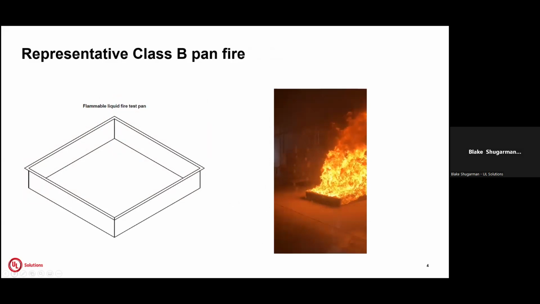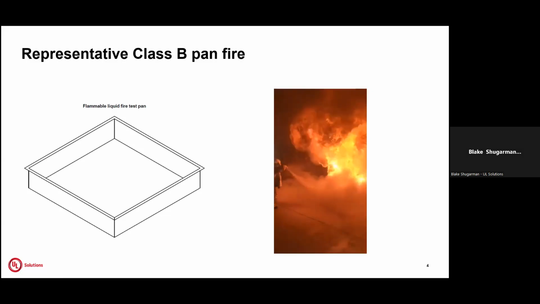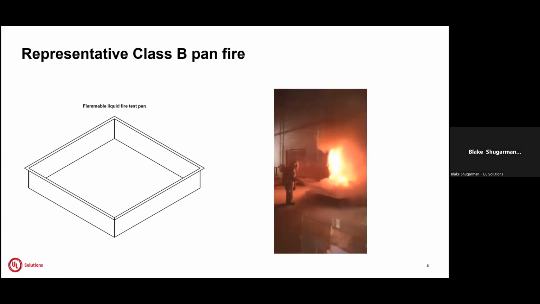This is a representative Class B pan fire that we'll be looking at. The steel pan is filled with a base of water and a 2-inch layer of heptane, which is a flammable liquid, to provide a distance to the top of the pan as specified in the standard. The heptane is ignited and allowed to burn for 1 minute. When the 1 minute has passed, the extinguisher nozzle is aimed at the base of the fire, the lever squeezed, and the nozzle swept from side to side until extinguishment is achieved.